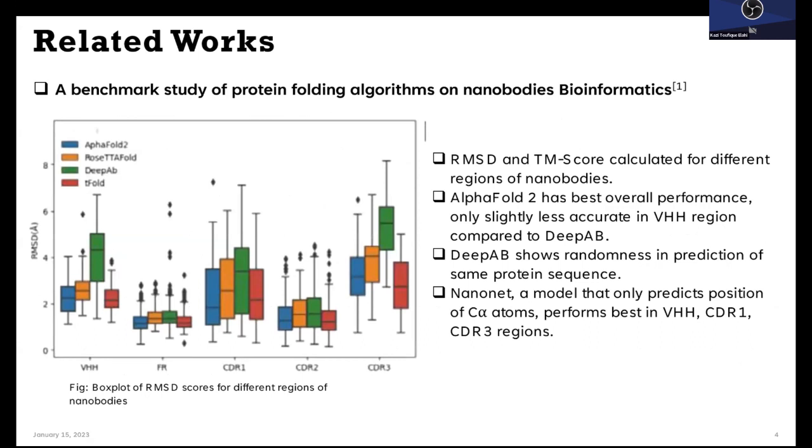In the paper, a benchmark study of protein folding algorithms on nanobodies, bioinformatics, AlphaFold 2, RosettaFold, NanoNet, and DeepAB models were compared in different regions of nanobodies. It has been observed that AlphaFold 2 performs best overall. DeepAB performs best in the VHS region. However, there is a certain randomness in each of DeepAB's predictions. Then NanoNet can only predict the position of C alpha atoms, and it has the highest score in the VHS, CDR1, and CDR3 regions.